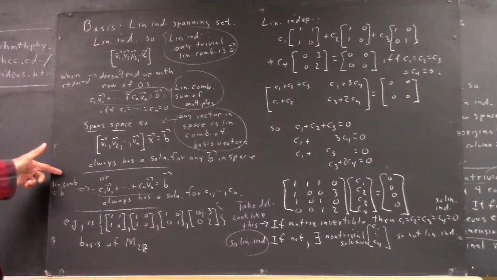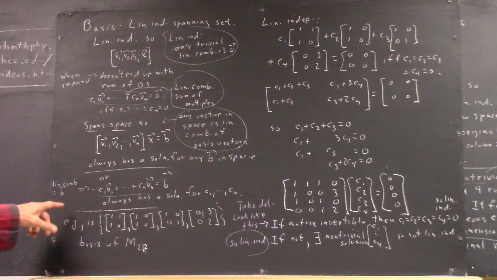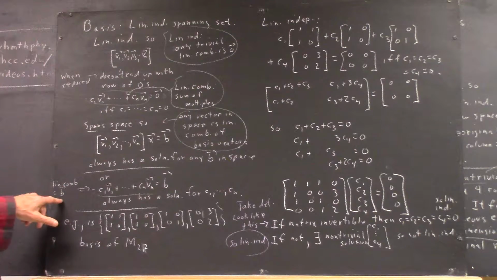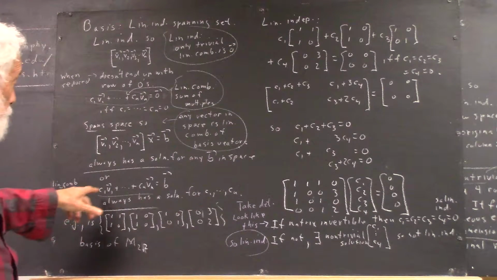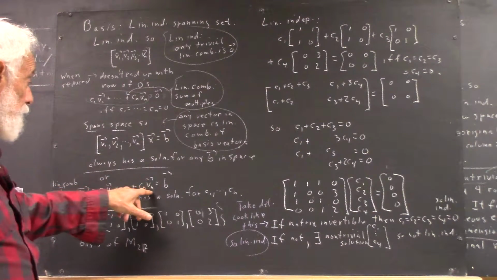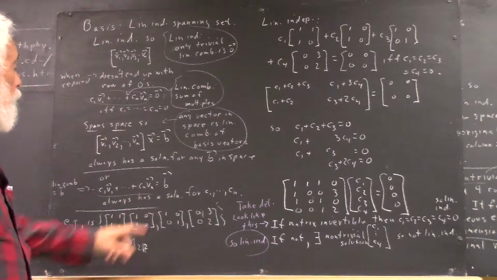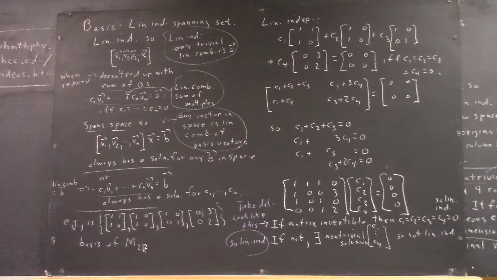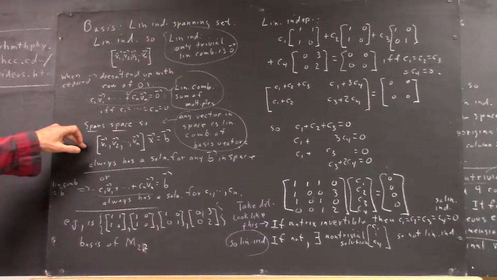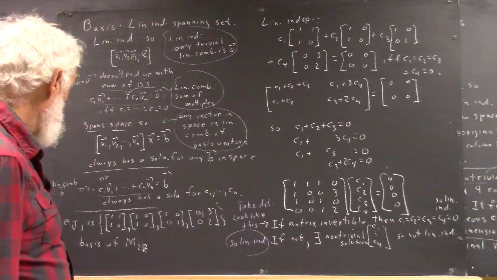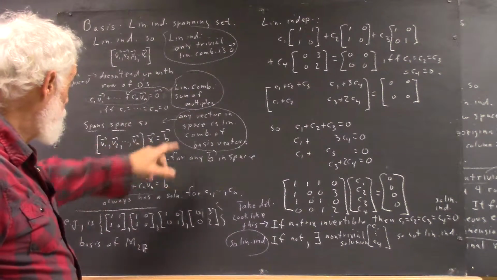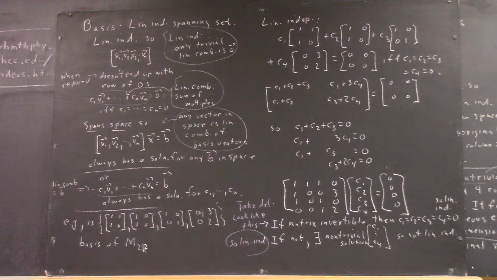Okay, now what I'm talking about here is just that for any b in the space, there's a linear combination of the vectors that's equal to b, which means that c1 v1 plus dot dot dot cn vn equals b always has a solution for c1 through cn. And that's equivalent to saying you can solve this vector equation for x given any b in the space.